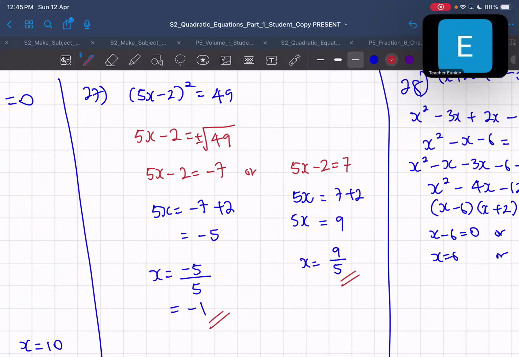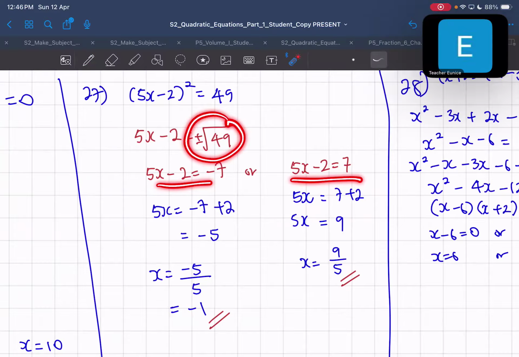Okay, so this question you understand or not? So over here, I already have two solutions because when I square root, it gives me two possible answers, plus and minus. So you can start as early as possible here. Okay? Any questions? Eileen?